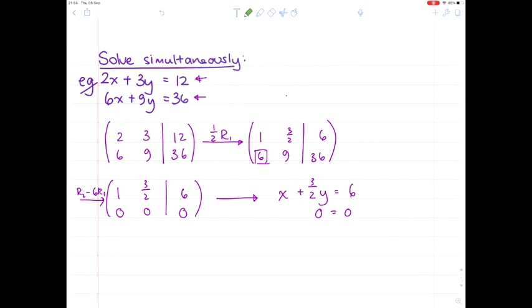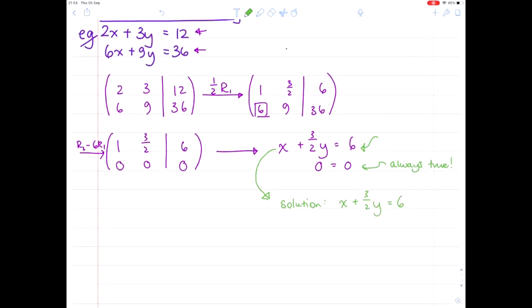And this is always true. So in fact, the only thing that we have to satisfy is finding values of x and y that fit into this equation over here. So our solution here, we could say, is just the line x plus 3 over 2y is equal to 6.